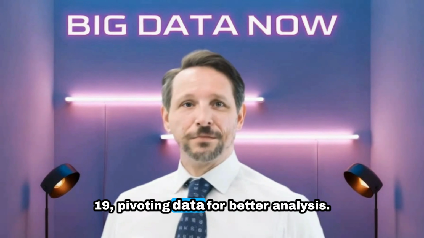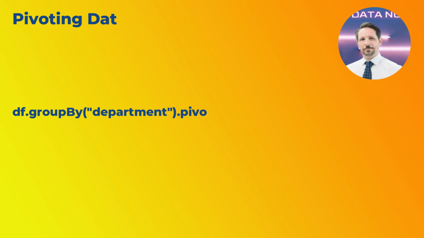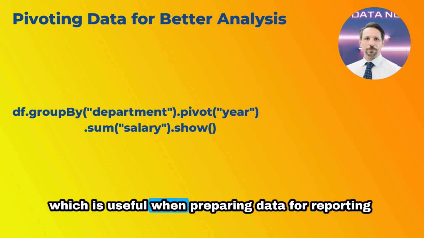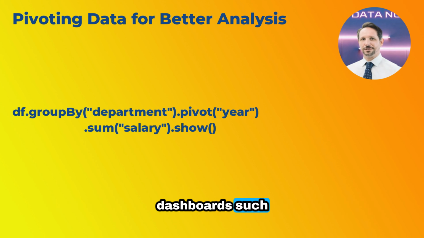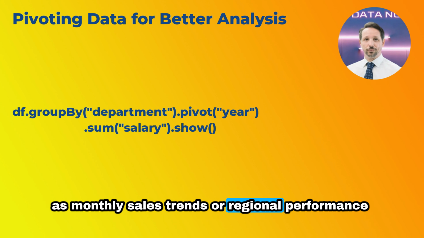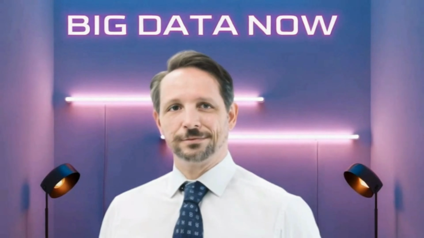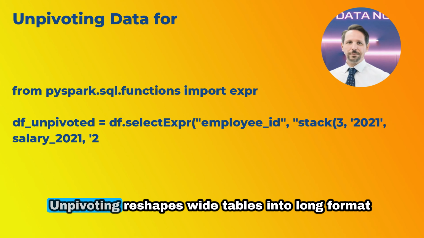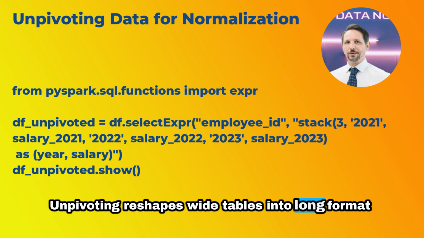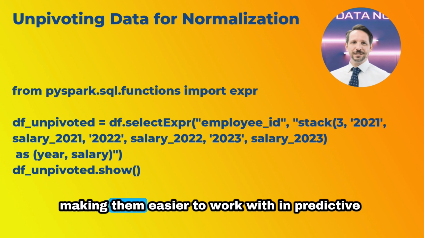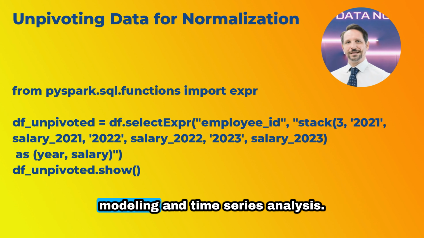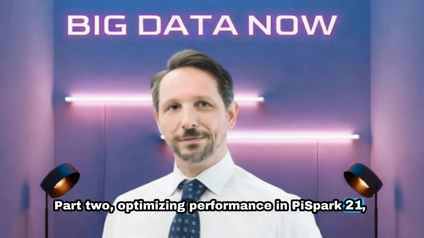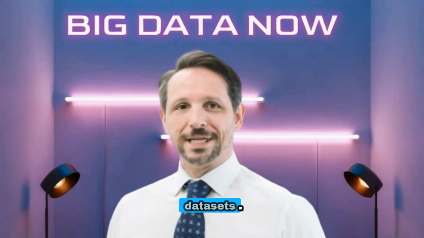19. Pivoting data for better analysis. Pivoting allows us to transform row values into columns, which is useful when preparing data for reporting dashboards such as monthly sales trends or regional performance breakdowns. 20. Unpivoting data for normalization. Unpivoting reshapes wide tables into long format data frames, making them easier to work with in predictive modeling and time series analysis.